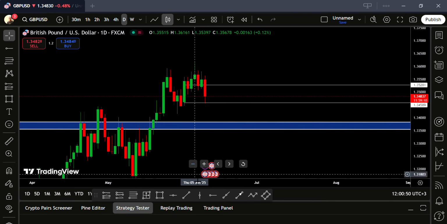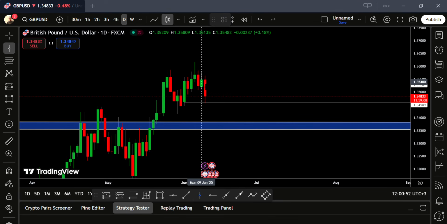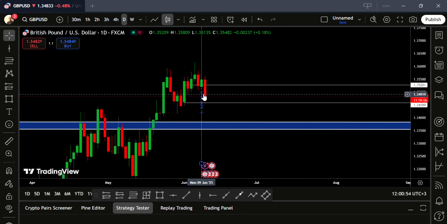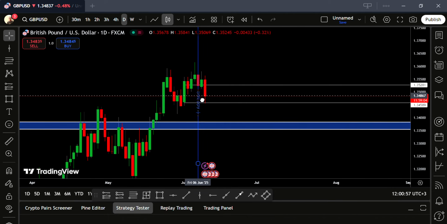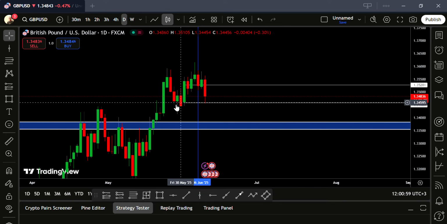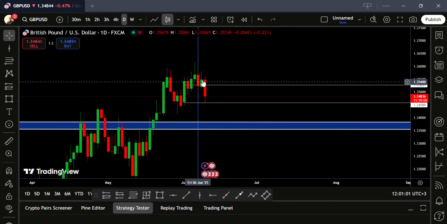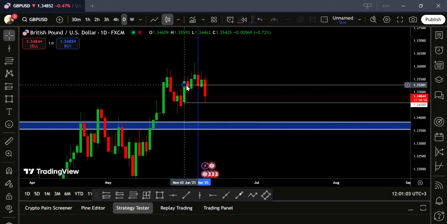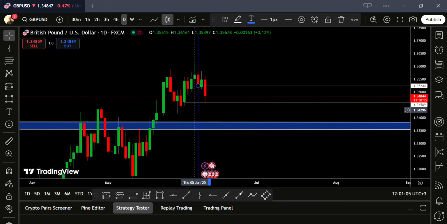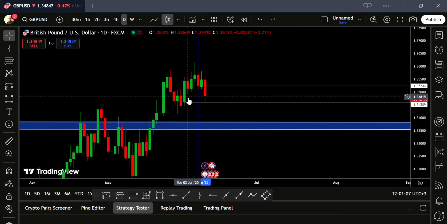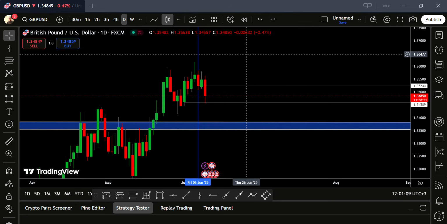Before this, let me just mark this. This was the closing day of the previous week that we marked the high and the low. This was the closing day, and the low should be marked here, and then the opening price is there. So now we have marked it appropriately. So what do we want to see?